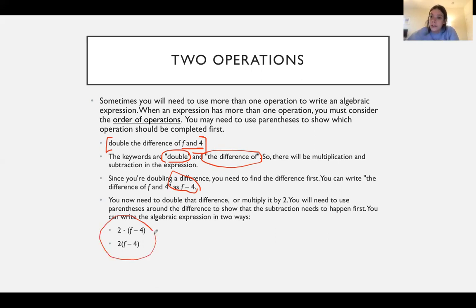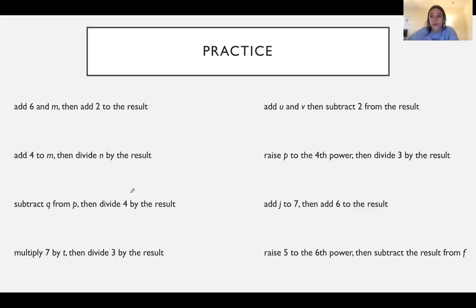So that was a lot of words. Here are some examples we're going to go through. Here we have add 6 and m, and then add 2 to the result. So we are adding 2 to the result. The first thing we're going to look at is 6 and m. So 6 plus m, and then we want to add 2 to the result. So we're going to put parentheses, plus 2.